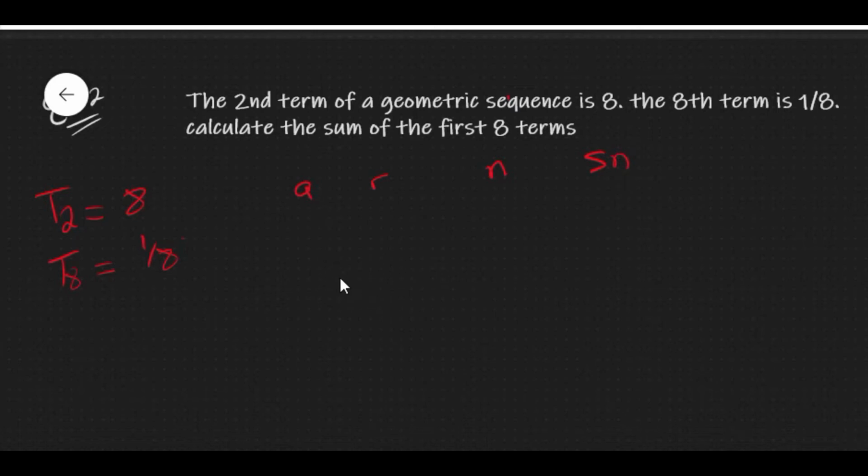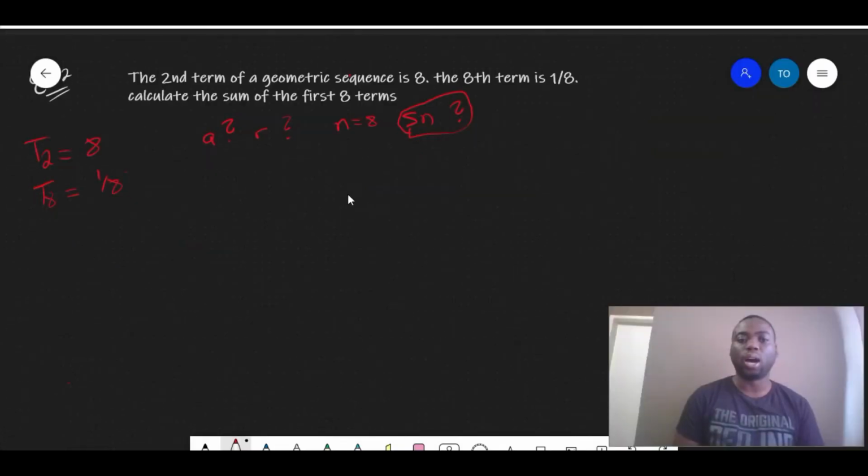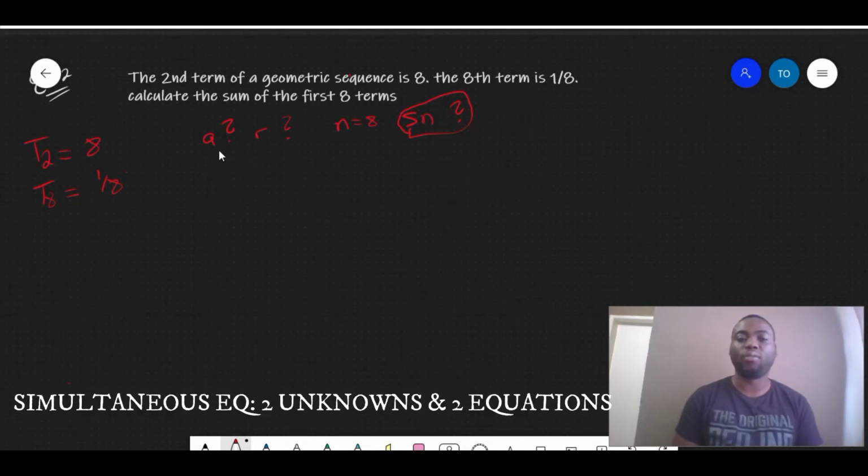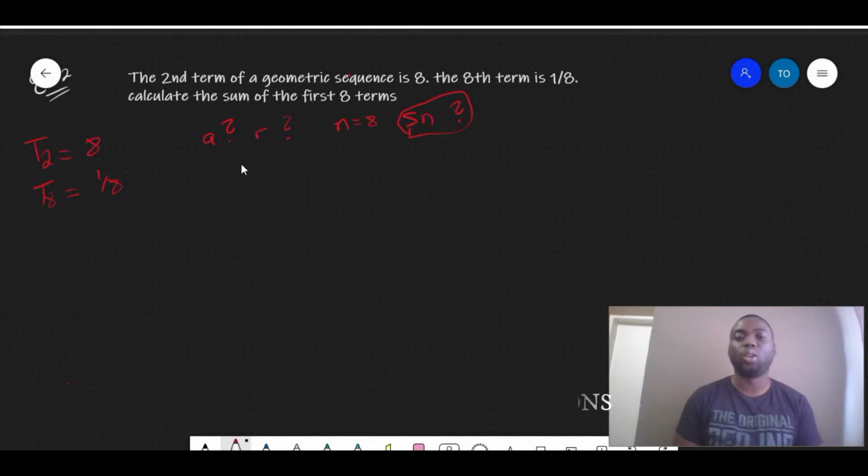But looking at this one over here, we notice that we don't know what a is, we don't know what r is. This is 8, and this is 1 over 8. But this is the major question which we need. So our goal here is to find a and r. Whenever you have a question with two unknowns, the first choice you should always try is to get simultaneous equations. Simultaneous equations are used where you have two unknowns and you can get two equations to help you get your answers.